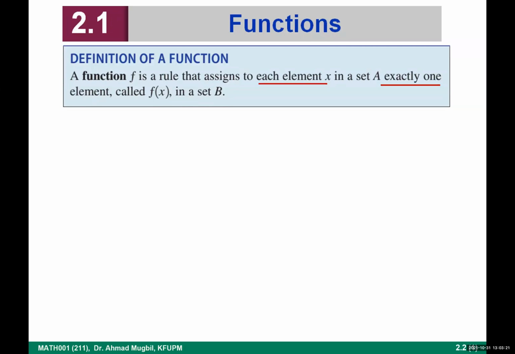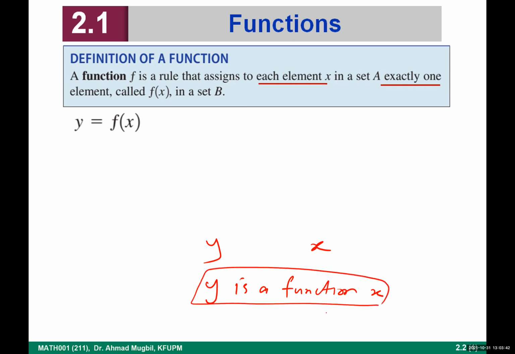We defined the function, what we mean by a function. In fact, if you have two quantities, let's say x and y, when y depends on x, we say that y is a function of x. Shortly, we write this sentence as y equals f of x. This means that y is a function. Mathematically, we use this notation.